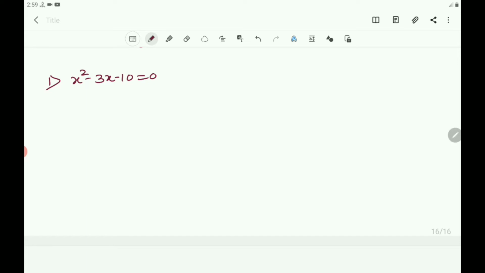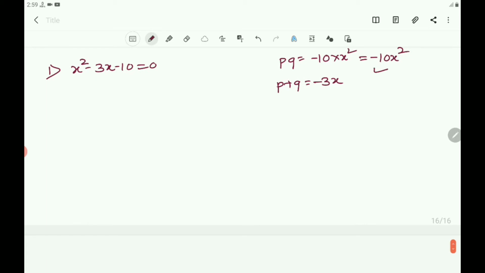Here p and q are the terms, which means the product of the terms is minus 10 into x square, that equals minus 10x square, and the sum of the terms, that is p plus q, is the middle term, that is minus 3x. Here the product is negative and the sum is also negative, which means the factors have different signs.